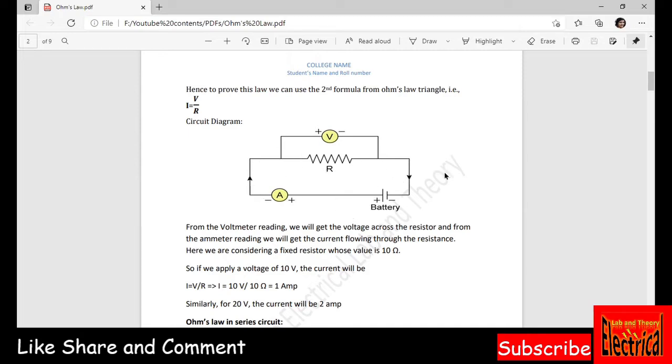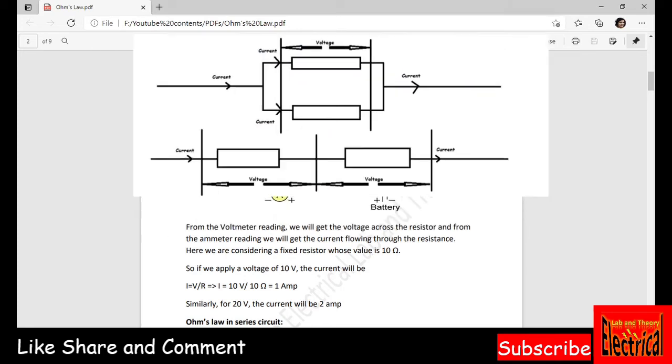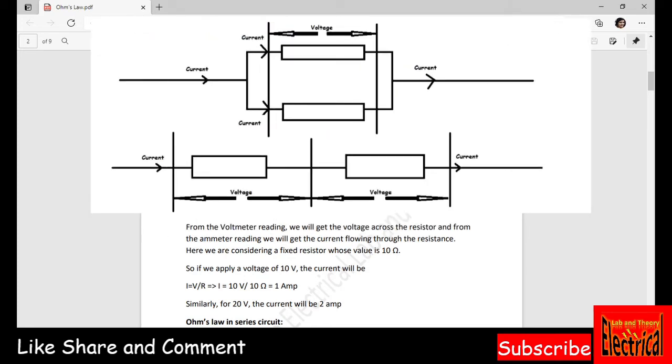the current. Now the question is why the voltmeter is connected in parallel and why the ammeter is connected in series, right? So think about it. If I connect the ammeter in parallel, in a parallel path, what happens? In a parallel path, you can see here, the currents are getting divided, right? So we will not get the appropriate current which is passing through the resistor.